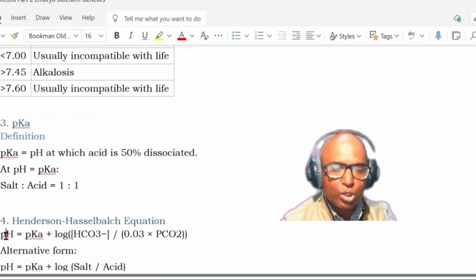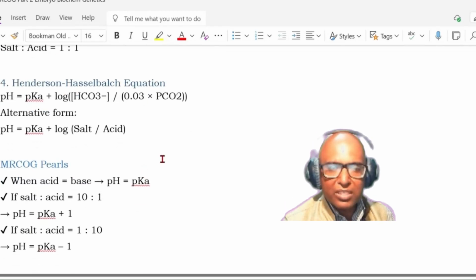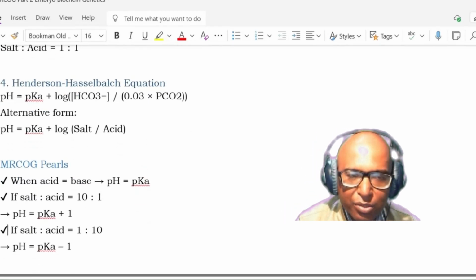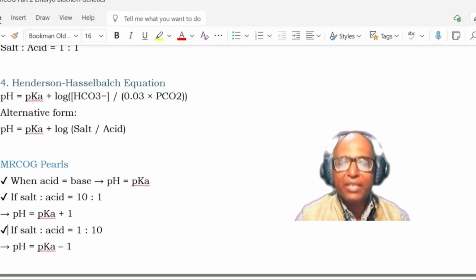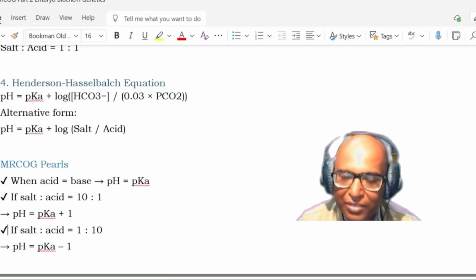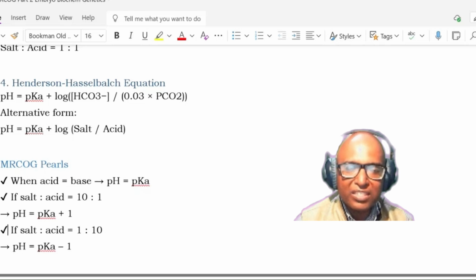Then there is the Henderson-Hasselbalch equation. This equation may not be asked, but the concept you should know, because they may ask what the Henderson-Hasselbalch equation is related to. This equation tells about the relation between the pH and pKa. So what does it tell?